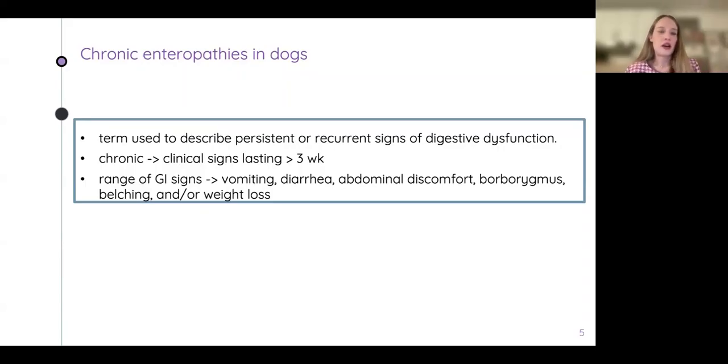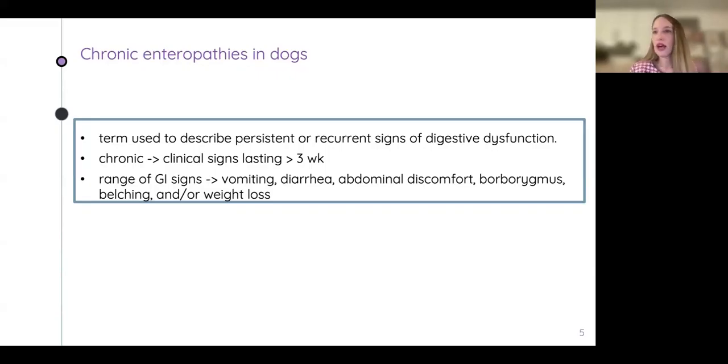So when we say the term chronic enteropathy, it is used to describe persistent and recurring digestive signs that are chronic in nature, so they would last longer than 3 weeks. And we can see quite a variability of different symptoms: vomiting, diarrhea, abdominal discomfort, and various combinations of them on the gastrointestinal level. And also we can see weight loss, but sometimes we don't, especially if the problem is just in the area of the large intestine.